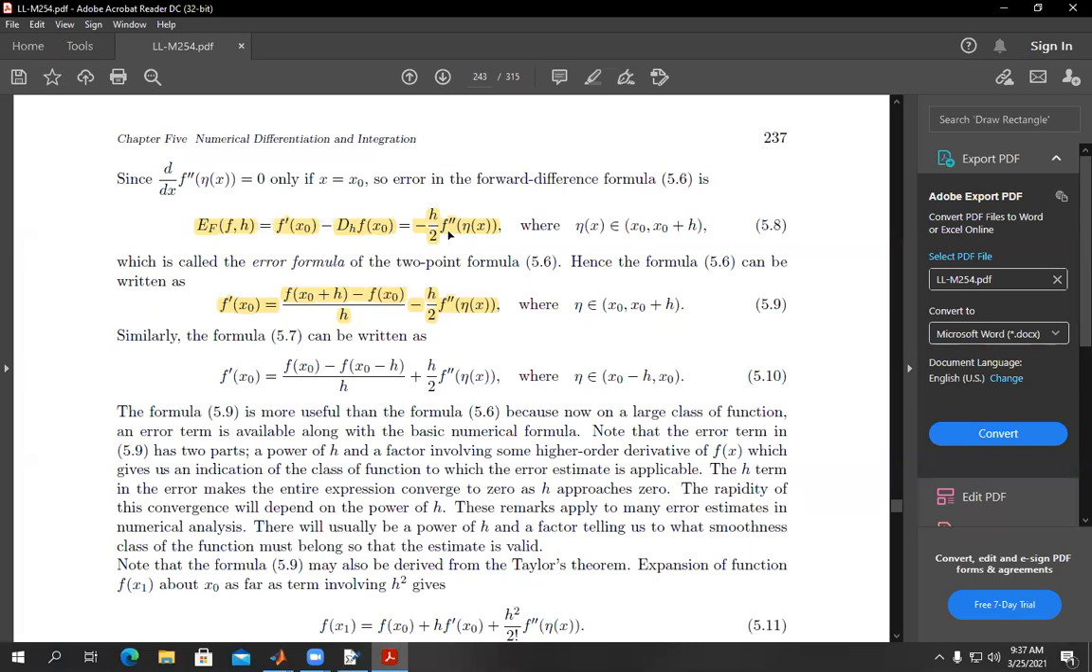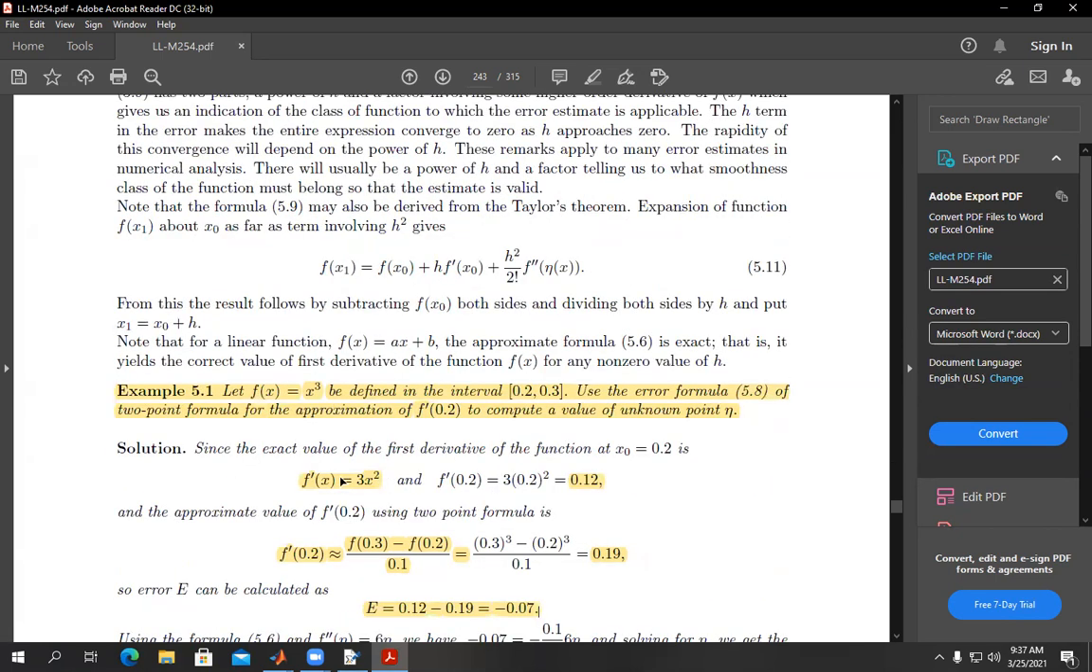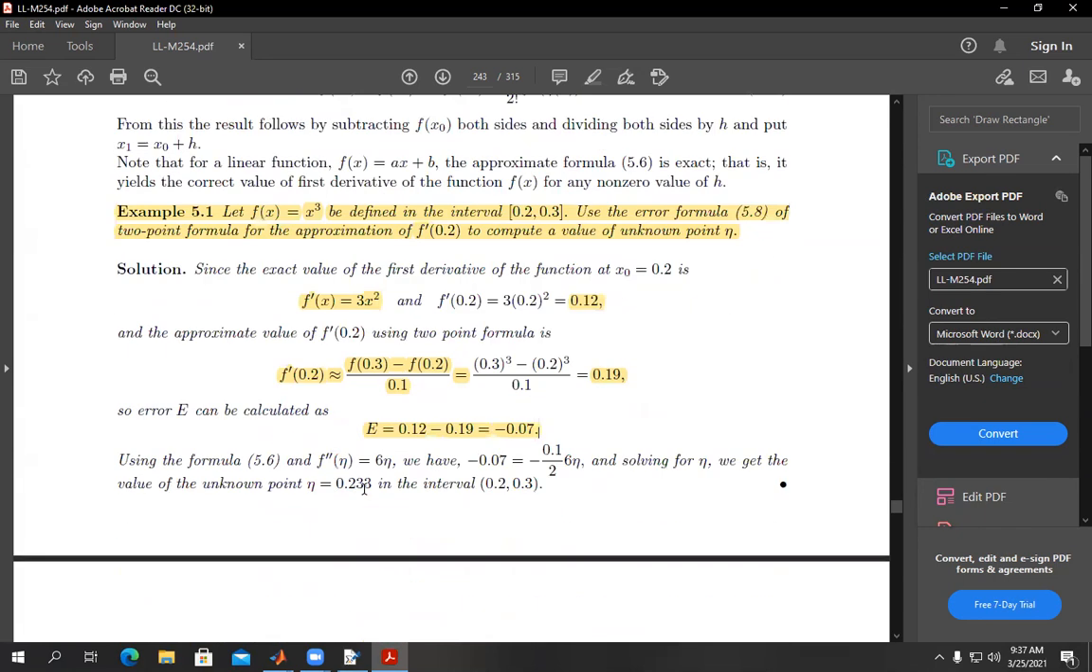So what do we need? We know h is 0.1. What is the second derivative? That we have to calculate. First derivative is this one. Second derivative is what? 6x. So we find the eta. So second derivative at eta is 6 eta. So what do we have?